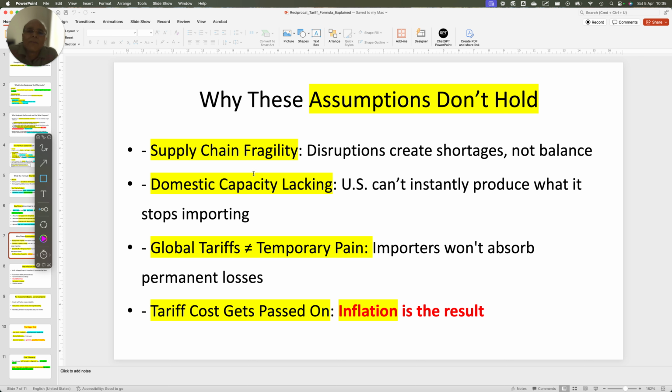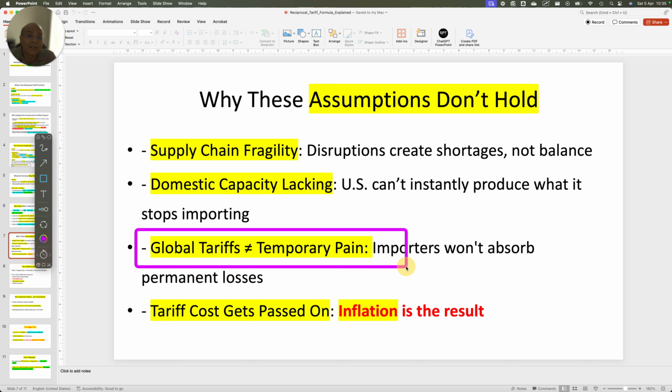break apart, because from where are you going to get a replacement of the supply chain? The US does not have the supply chain today, and can that supply chain be created in the US abruptly, in a short window of time? So this is the point. Domestic capacity lacking. The US can't instantly produce what it stops importing. Global tariff is not temporary pain.